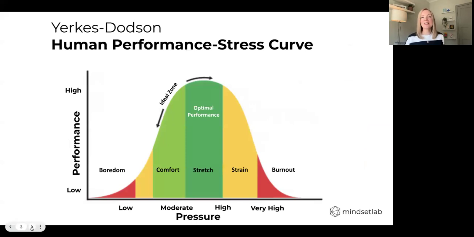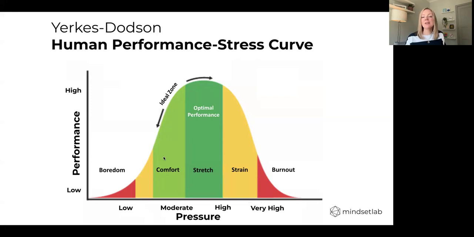So this is the Yerkes-Dodson human stress performance curve that they established a long time ago, that is very well accepted today, that really shows that when we have very low stress or pressure, we're actually in boredom. And we need some stress and pressure to get us going, right? The best answer is not zero for stress or pressure. We want some to get us going.